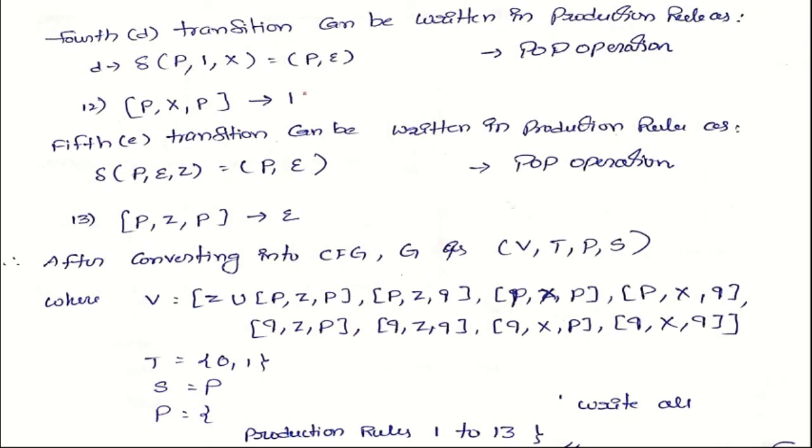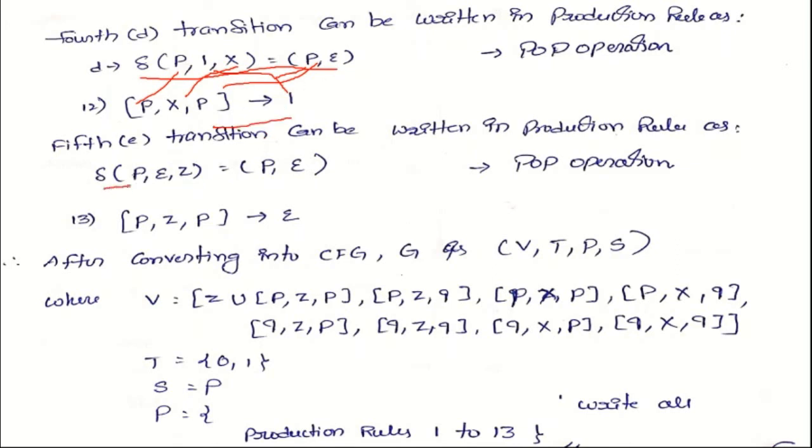Next, from the fourth transition, that is del of P comma 1 comma X equals P comma epsilon, that is a pop operation. Here the current state is P, the top of the stack is X, and the next state is also P, and the input is 1. So P comma X comma P derives 1. This transition is a pop operation, so only one production rule can be generated.